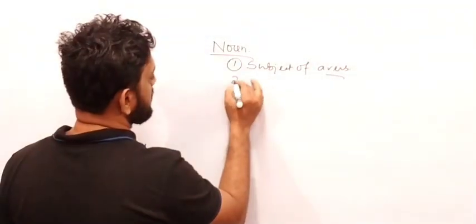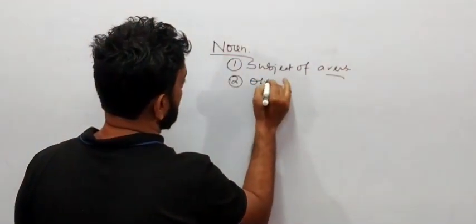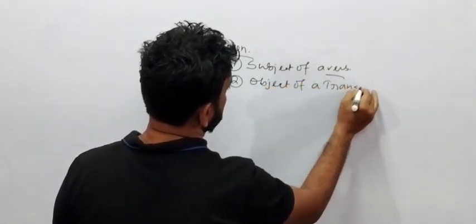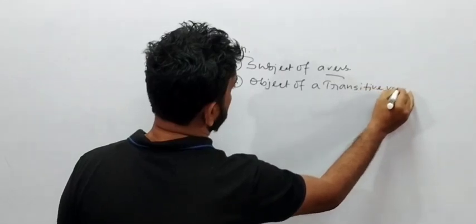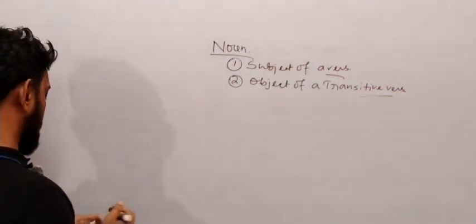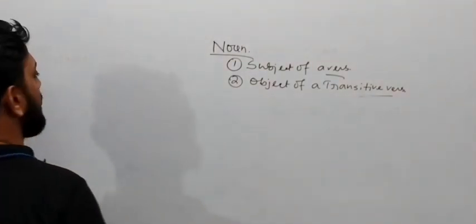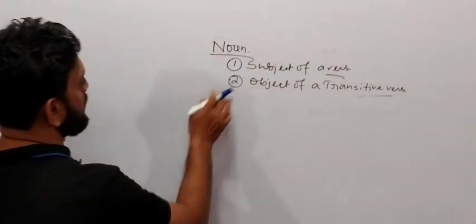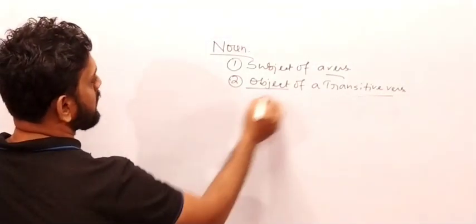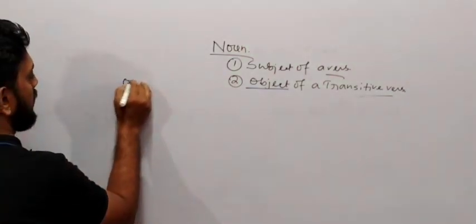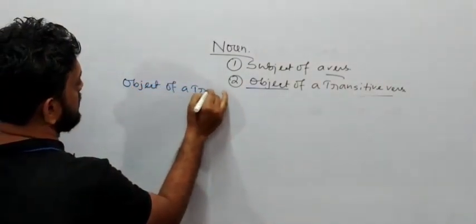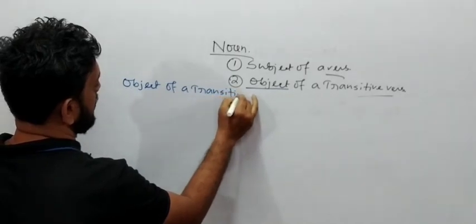The second portion was the object of a transitive verb. Today I am going to discuss the object of a transitive verb. I have already written the five functions. Last day I made you understand the subject of a verb. Today we are going to learn about the object of a transitive verb. So give a heading: object of a transitive verb.